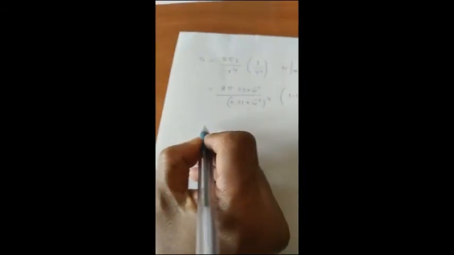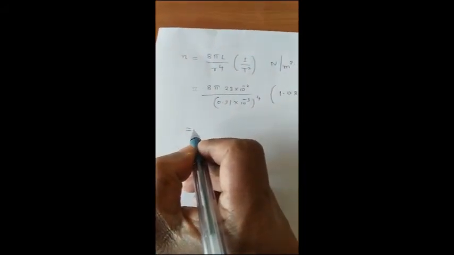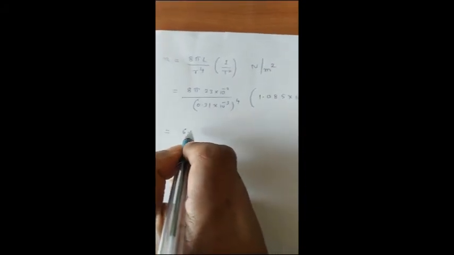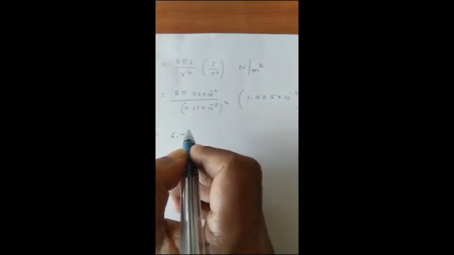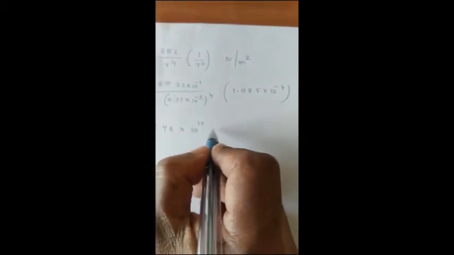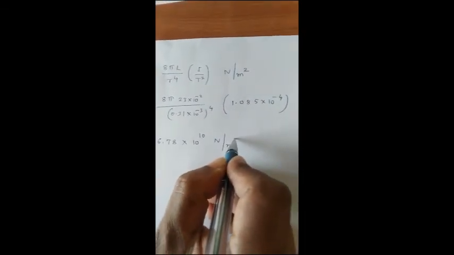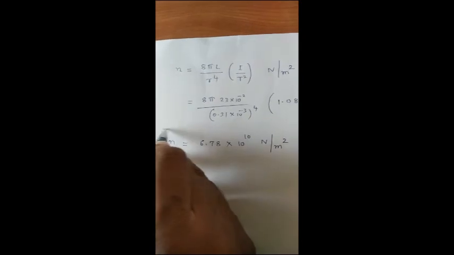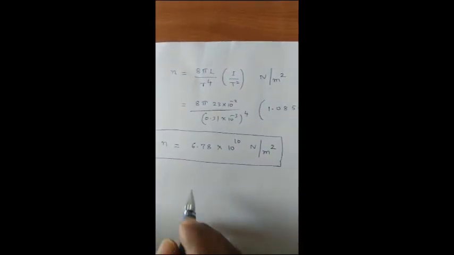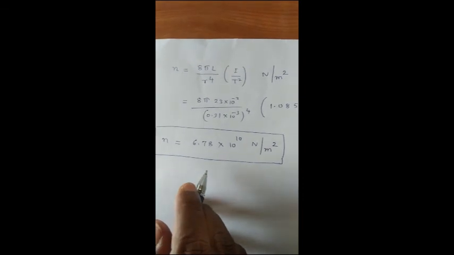So if you calculate this, you are going to get 6.78 into 10 to the power of 10 Newton per meter square. So this is the value of the rigidity modulus of the given experimental wire. This is the way of calculating the parameter.